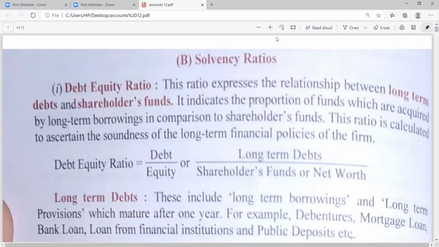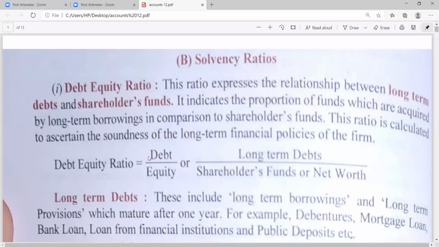Solvency ratio expresses the capacity of a business enterprise to pay its debt, in which we will do the debt equity ratio first of all. What is debt equity ratio? It is a ratio that expresses the relationship between the long-term debt and shareholder funds. It indicates the proportion of the funds acquired by long-term borrowing in comparison to the shareholder funds.